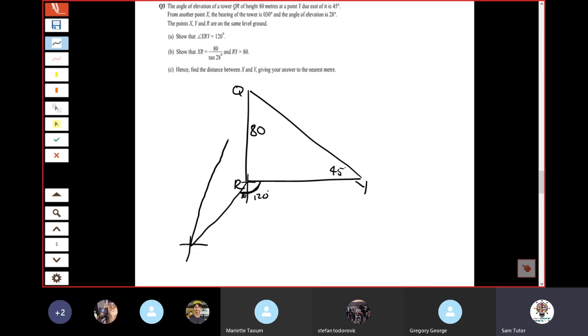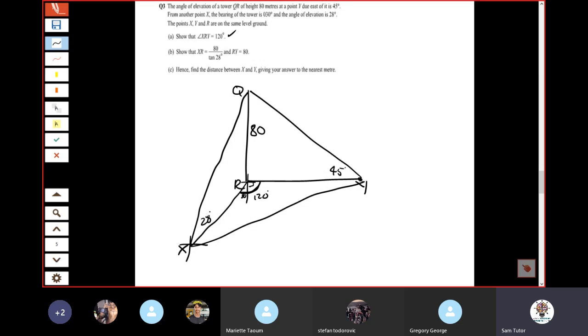And then the angle of elevation is 28 degrees from X. The points X, Y, and R are on the same level ground. Show that angle XRY is 120. I think we know that by now. 90 degrees plus 30 degrees gives us 120. So bearings done.